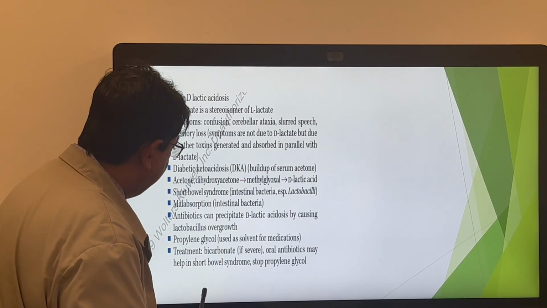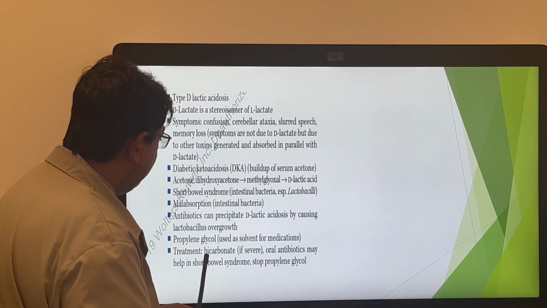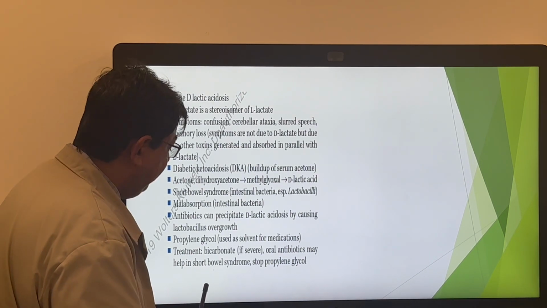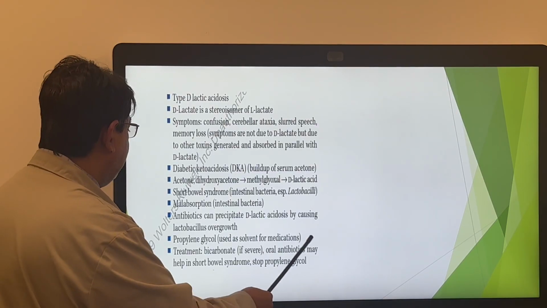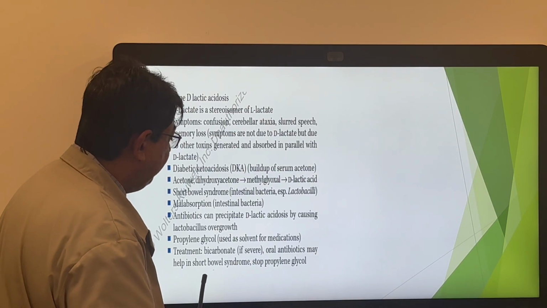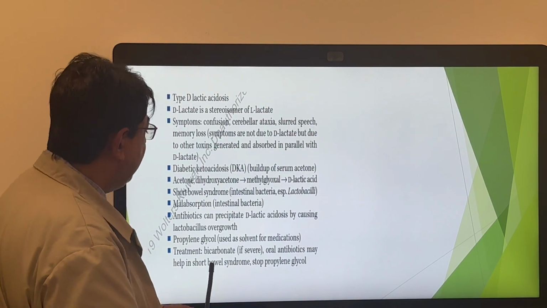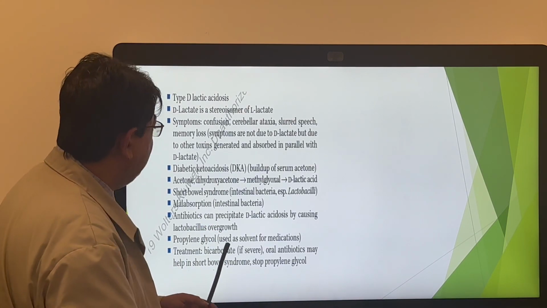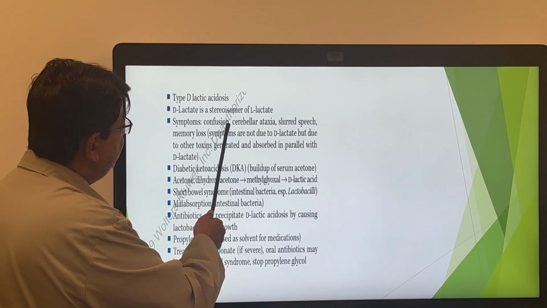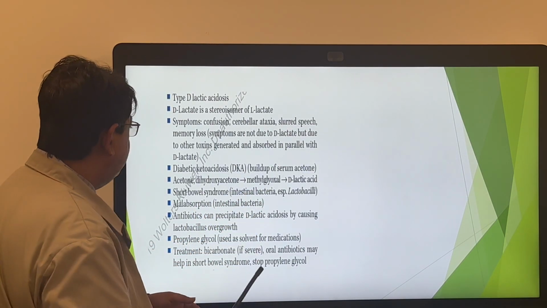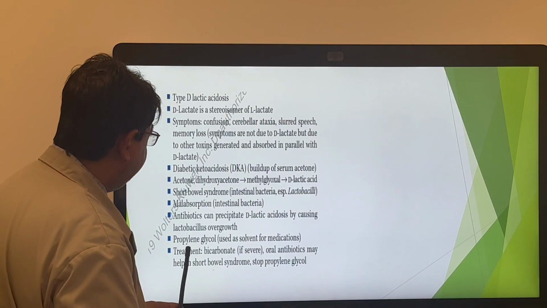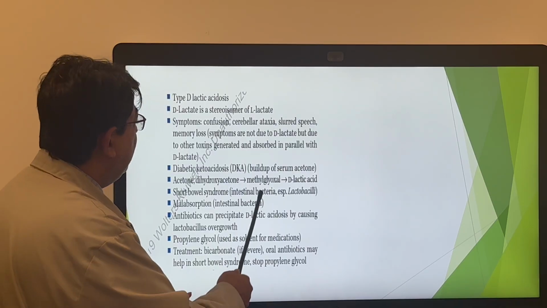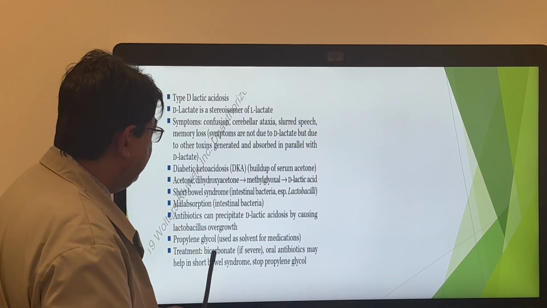Propylene glycol is another etiology that you should remember. It's used as a solvent for some medications, and the treatment is bicarbonate if severe. And then oral antibiotics may help in short bowel syndrome. And then, of course, if there's propylene glycol involvement, then stop the propylene glycol. Symptoms that you can expect to see in type D lactic acidosis would be confusion, cerebellar ataxia, slurred speech, and memory loss. So symptoms are not due to D-lactate, but due to other toxins generated and absorbed in parallel with D-lactate. Next slide.